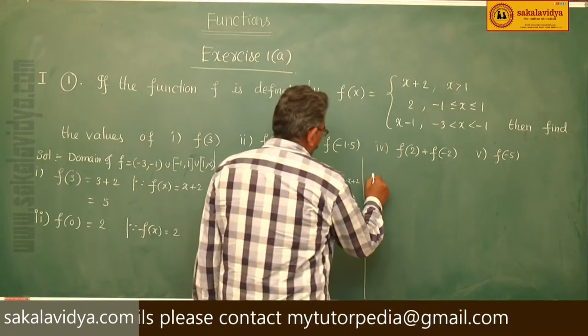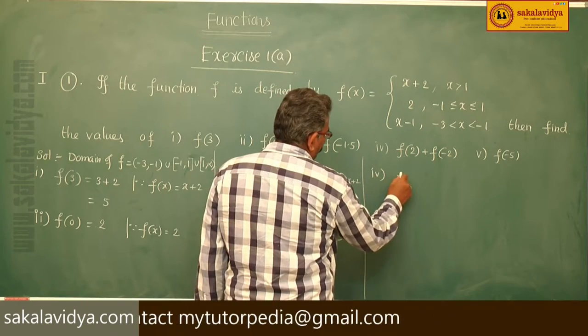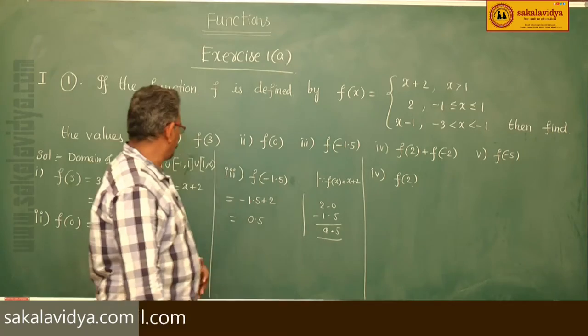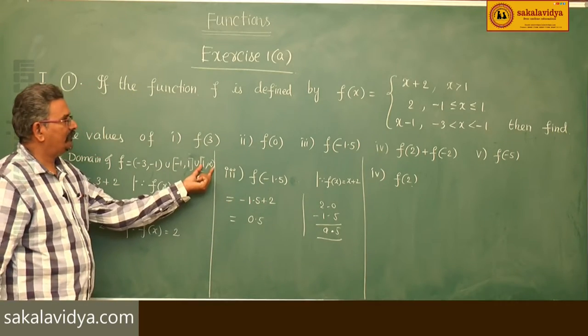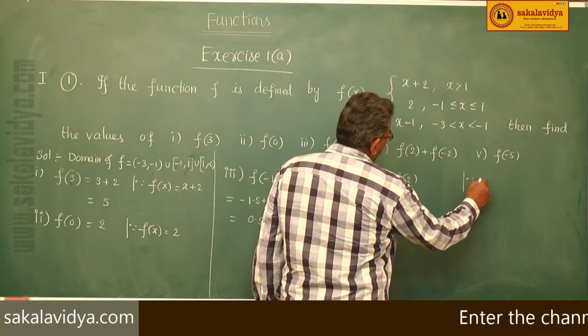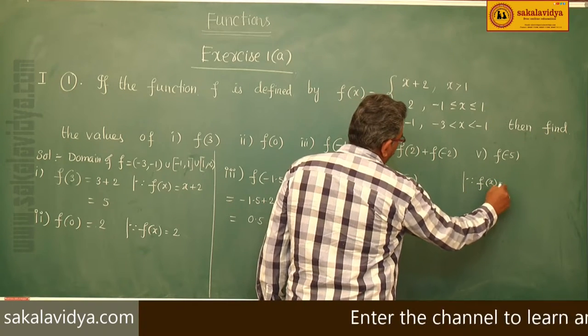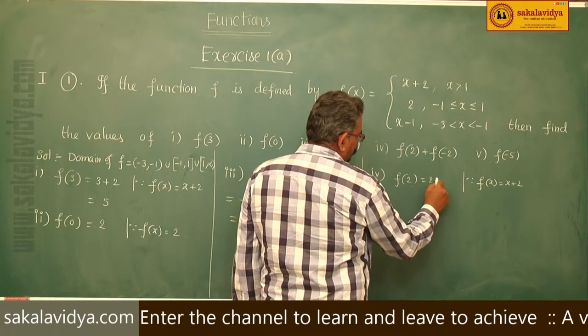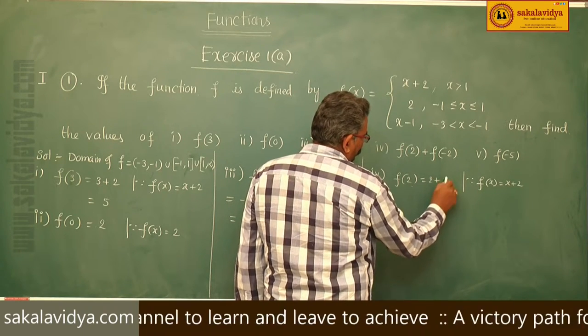Now fourth one. First let us find out f of 2. F of 2 comes under the interval x greater than 1. So when x greater than 1, f of x is x plus 2. So f of 2 means 2 plus 2, which is equal to 4.